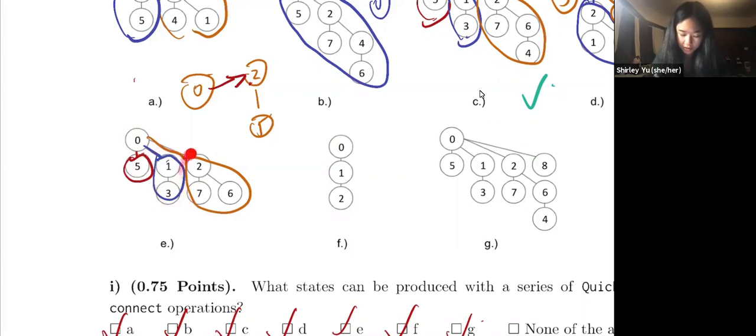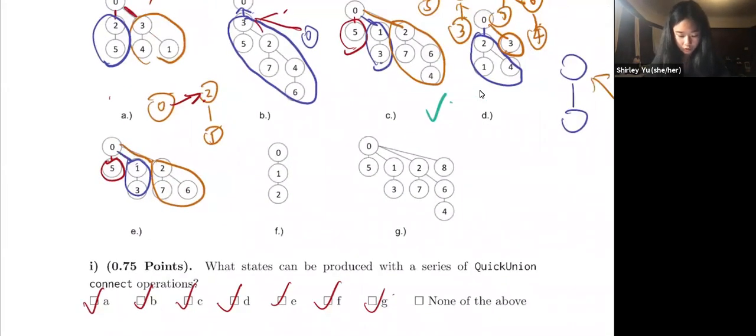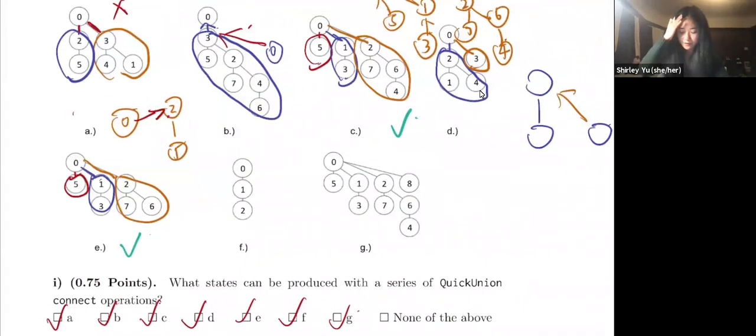And then let's look at this last unit. This is size 3, and then we have a size 4 right here. So when we connect them, we just append the smaller size one to the larger size one, which is what we see right here. So part E is also valid. Moving on to part F.